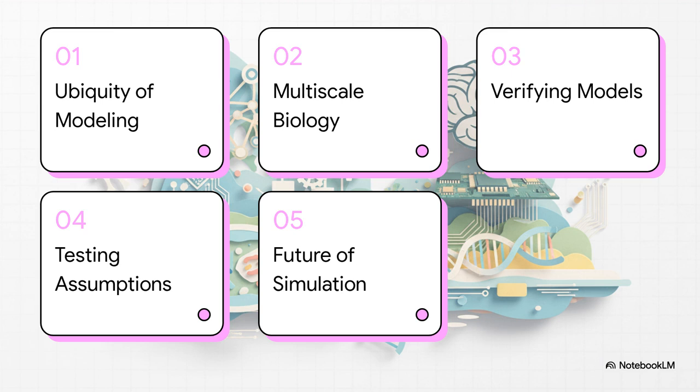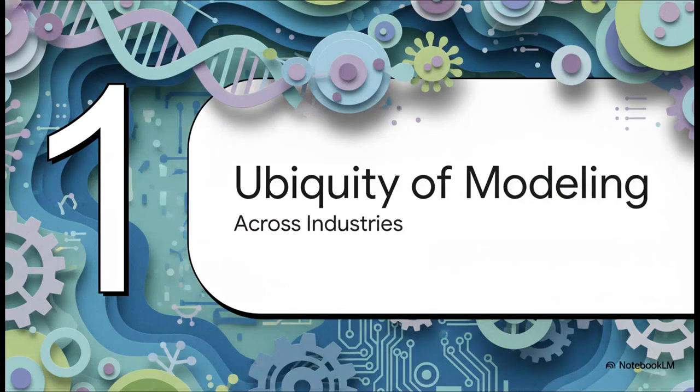So, here's our roadmap for today. We're going to cover: 1. The ubiquity of modeling, 2. Modeling multiscale biology, 3. Verifying and validating models, 4. Testing real-world assumptions, and 5. The future of simulation. All right, part 1, the ubiquity of modeling.